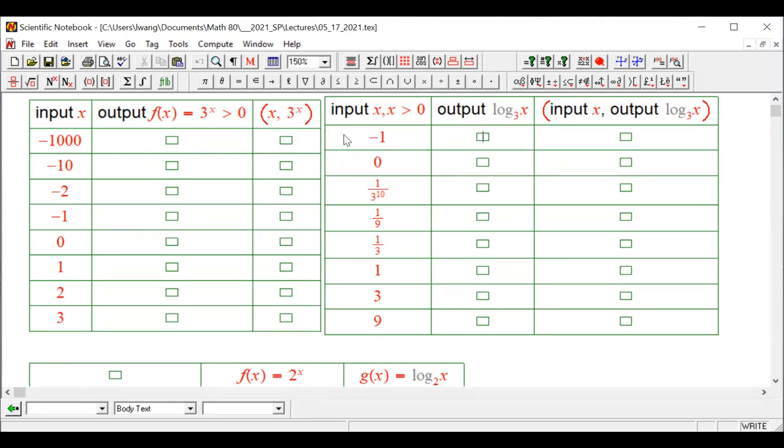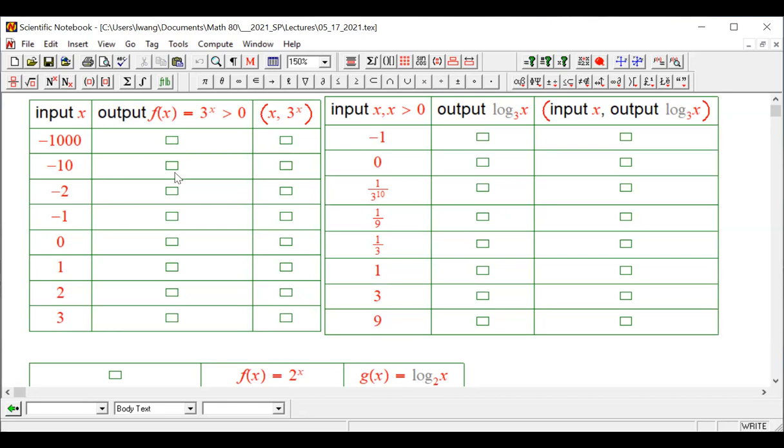And I'm gonna do away with these negatives. Maybe not. Okay, I want you to experience firsthand that these are undefined. So 1/9, 1/3, 1, 3, 9. I'll make that shorter.